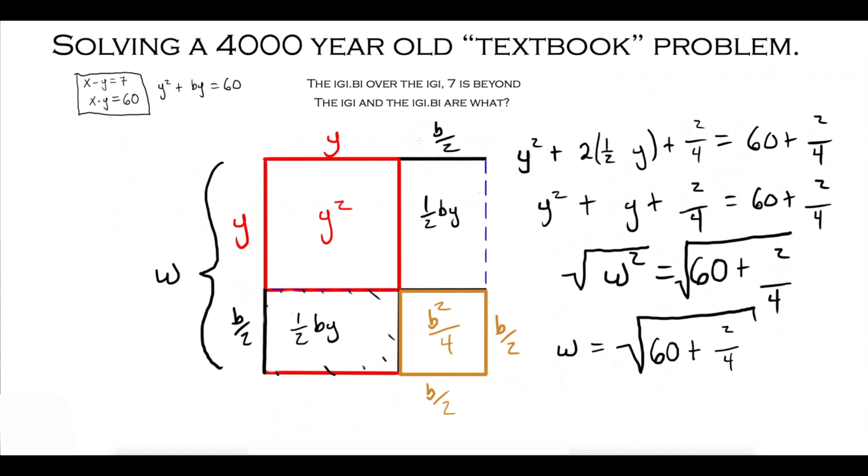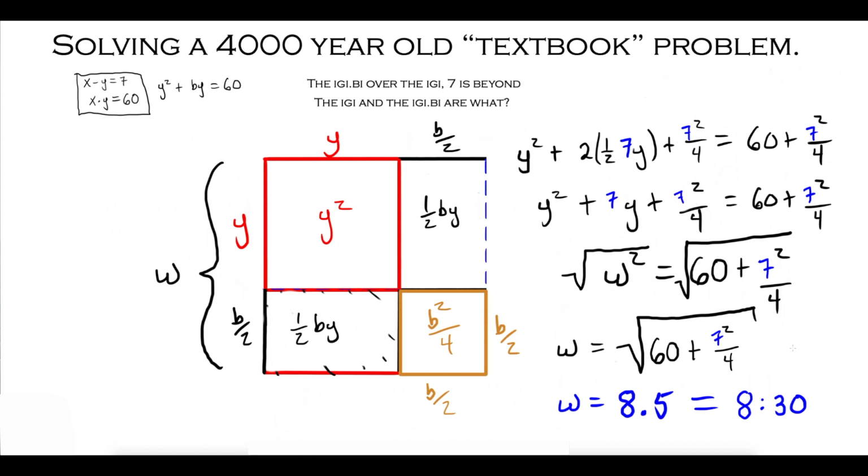then our equation looks like this. And we get that w equals the square root of 60 plus 7 squared over 4. 7 squared is 49. So the square root of 60 plus 49 over 4. If we cheat here, punch it into a calculator, 8.5. Or, in the Babylonian terms, 8.5, which is 8 and 30. So then the length of this square is 8 wholes and a half a whole, 30 over 60.